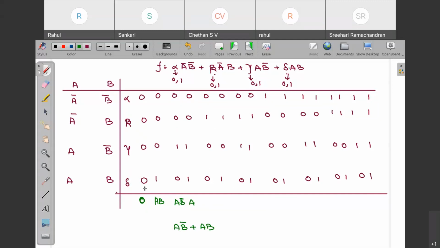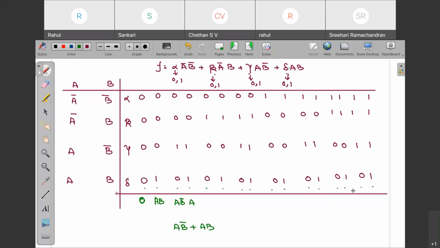So how many functions are there? 1, 2, 3, 4, 5, 6, 7, 8, 9, 10, 11, 12, 13, 14, 15, 16. So you will be getting 16 different kinds of Boolean functions. Now is this clear?